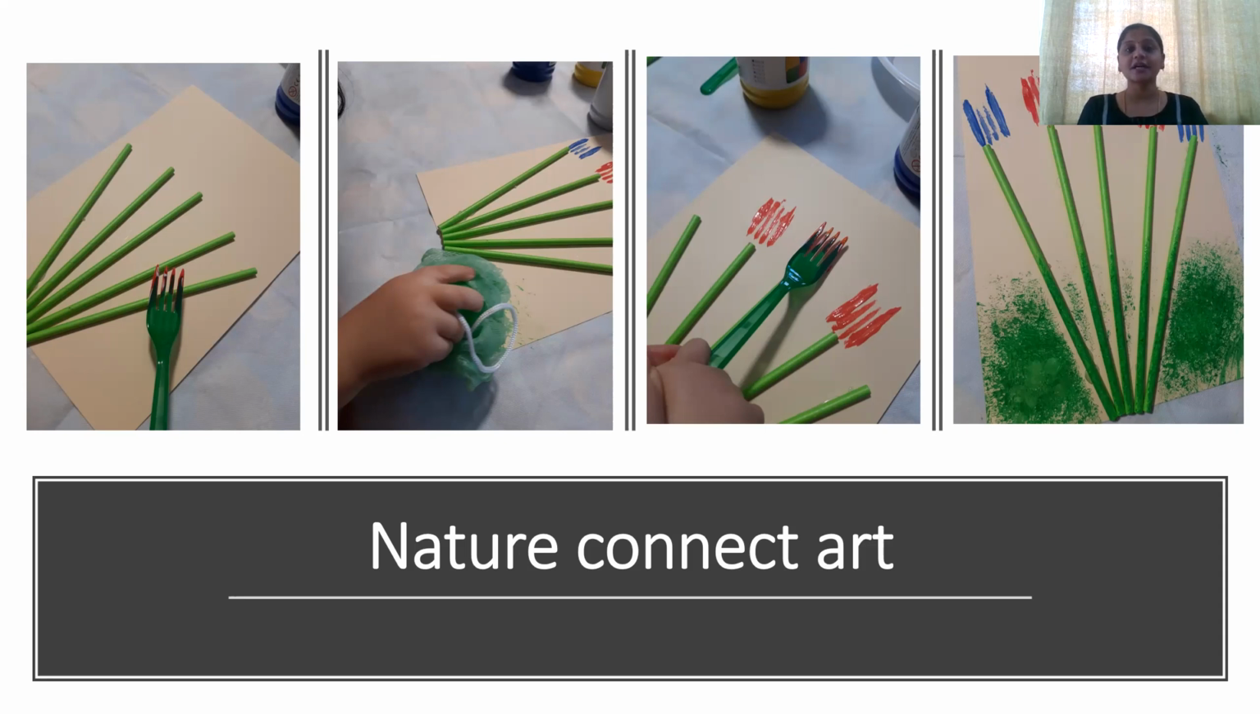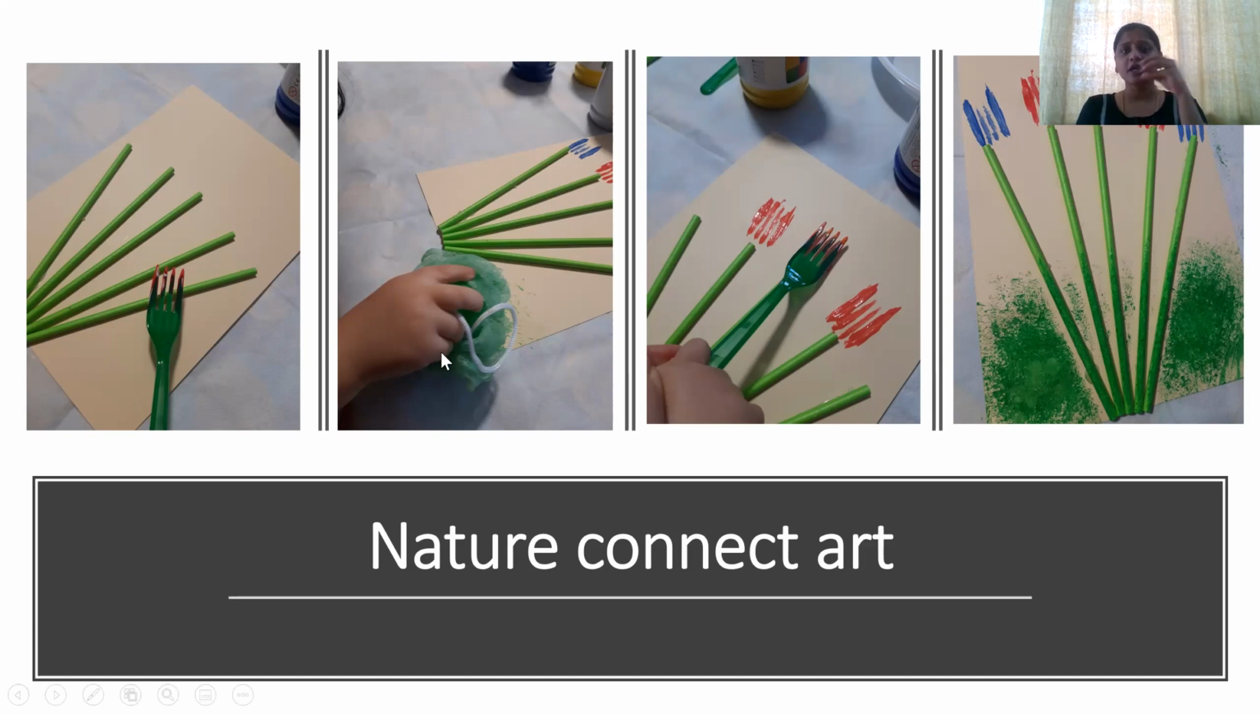You can just take a few sticks. As you see in the picture, it is the straws. If you do not have straws, you can use any kind of sticks and just stick them across, and with a fork you take the prints, give the prints like flowers, if you see. And you can give the green bush kind of effect with a small sponge also.